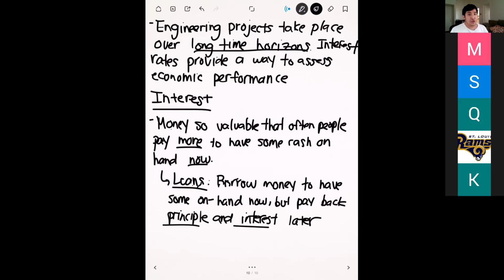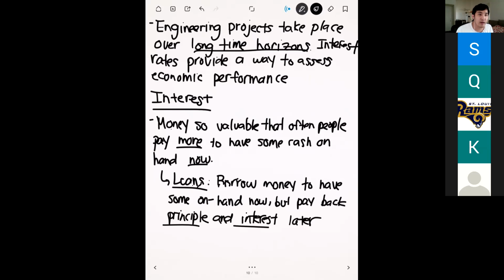And so the initial amount for the loan is often given the name principal. So say you borrowed $10 from your friend. The $10 would be the principal for that loan, right? And interest is just anything that you pay on top of that to that person, so they can make some money off the loan and to account for the time value of money. Right? Okay.